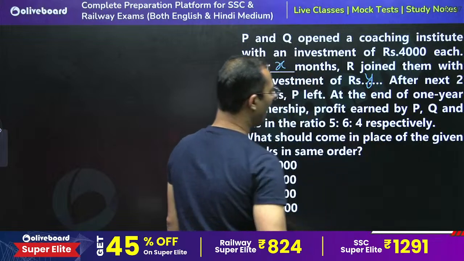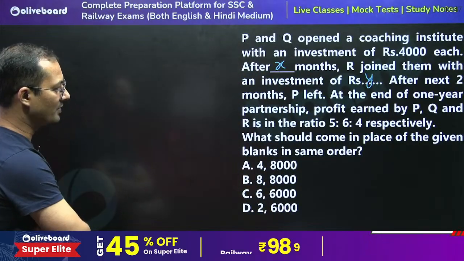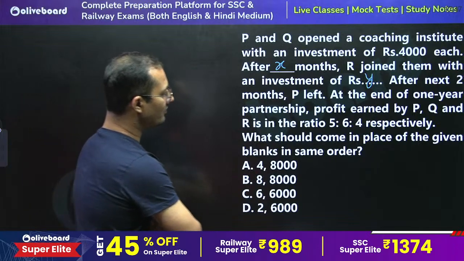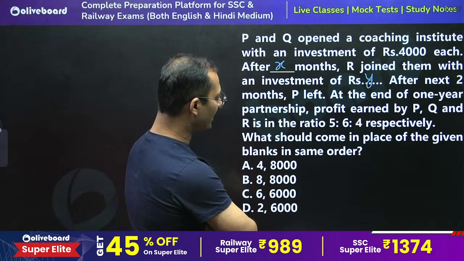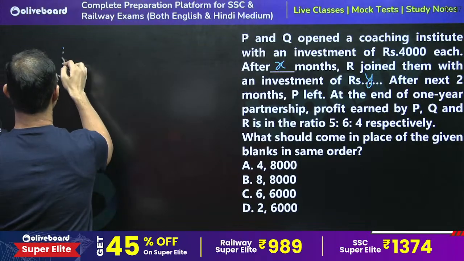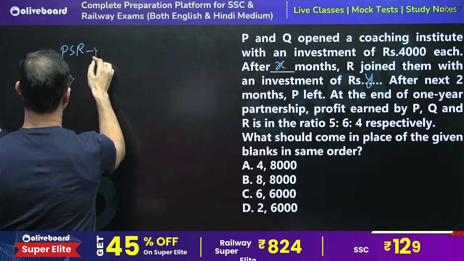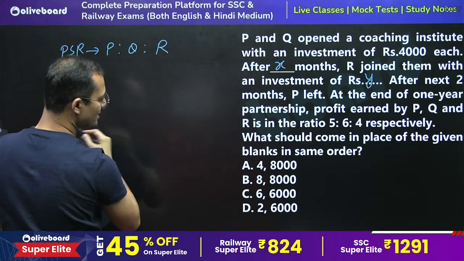Okay. After next 2 months, P left. At the end of the 1 year, partnership profit earned by P, Q and R. See, the profit sharing ratio for P, Q, R. So it is what?